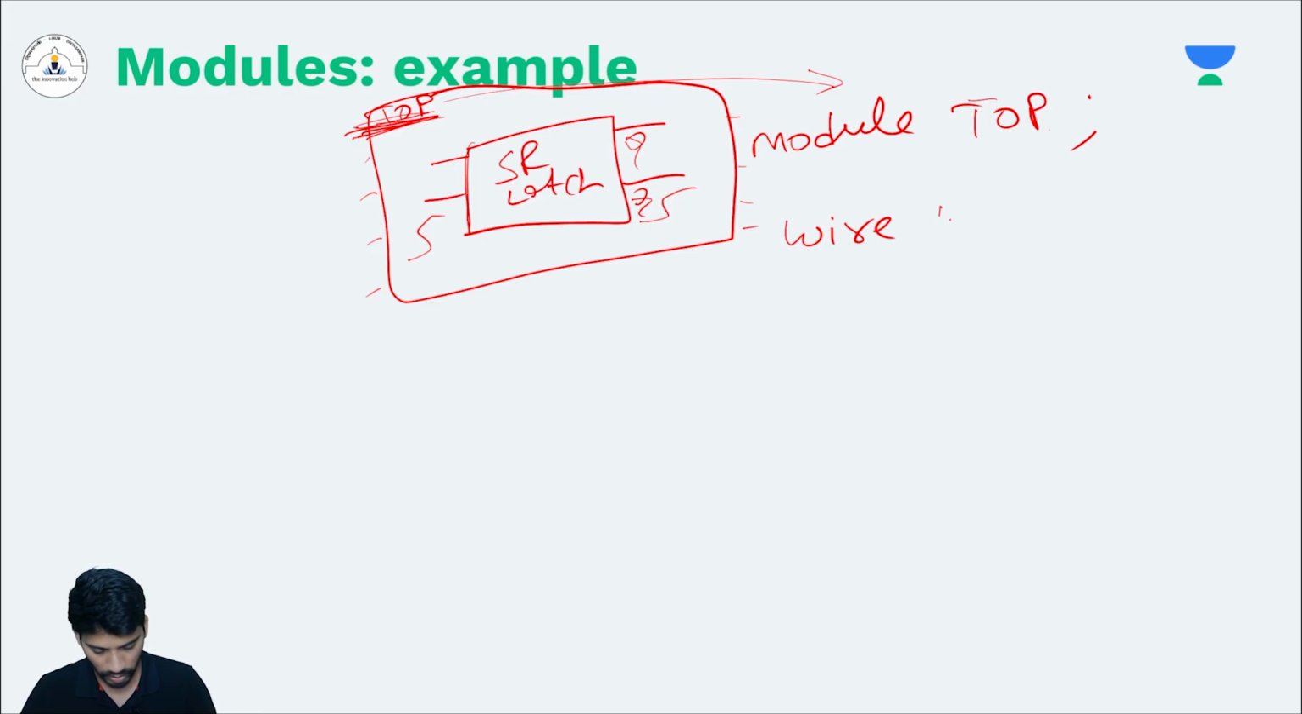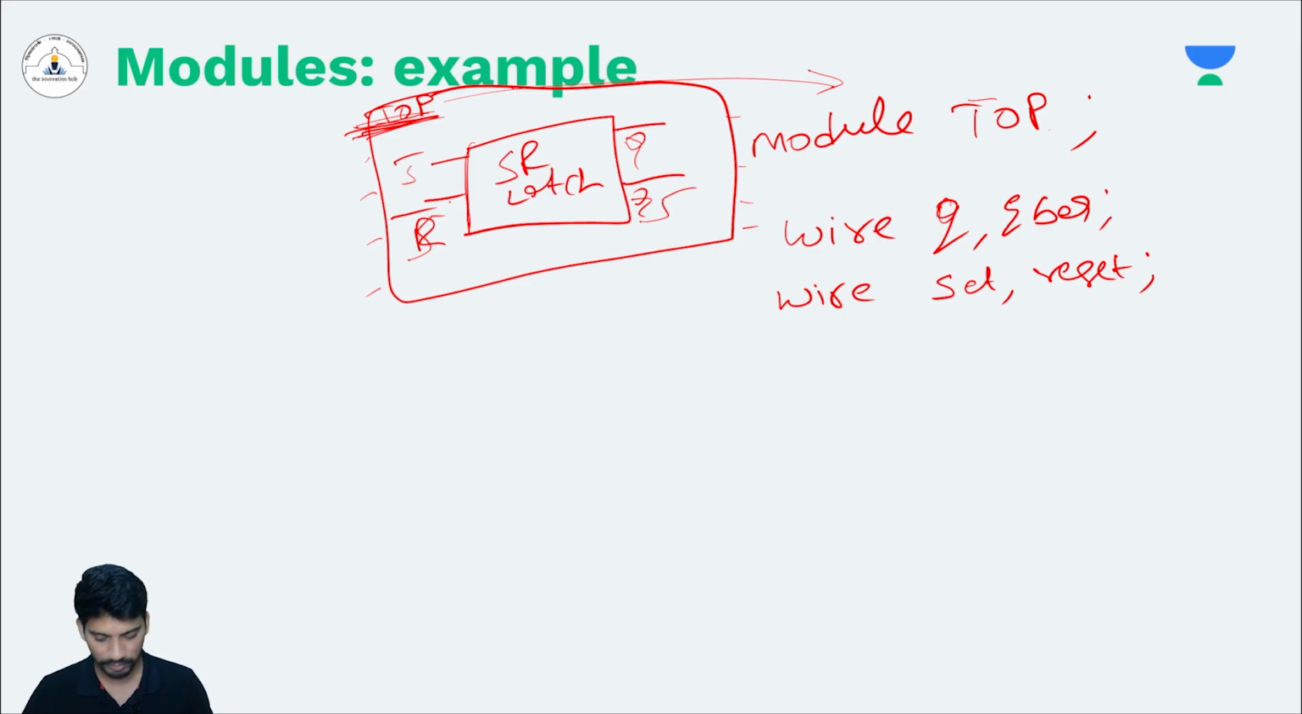Once I define the module name, now what I need to do, I will take two wires, wire q, qbar. Notice that I am writing q and qbar in small letters here. Wire set and reset. These are my two inputs that I'm going to apply for my SR latch.